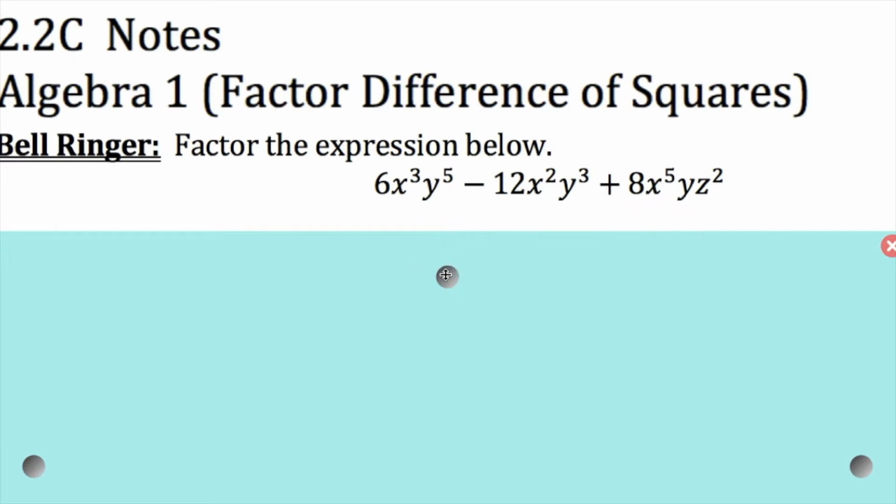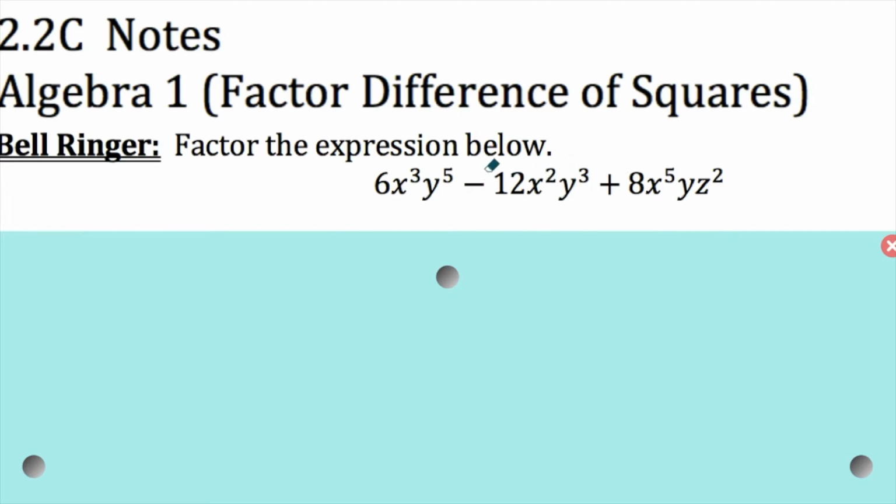So basically, look at your numbers, 6, 12, and 8. What is the biggest number we can take out of all of them? And that is a 2. So we know we're going to take a 2 out. And then we look at the x's. We want the smallest power of x. So we got a 3, 2, and a 5. Smallest power there is a 2.